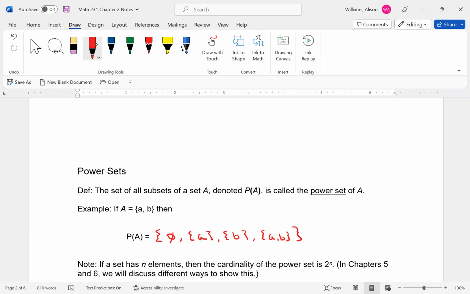And they mention if the set A has n elements, then the cardinality of the power set is 2 to the n. So in this case, A happens to have 2 elements. So the power set has 2 to the 2, or 4 elements. Which is 1, 2, 3, 4. There we go.